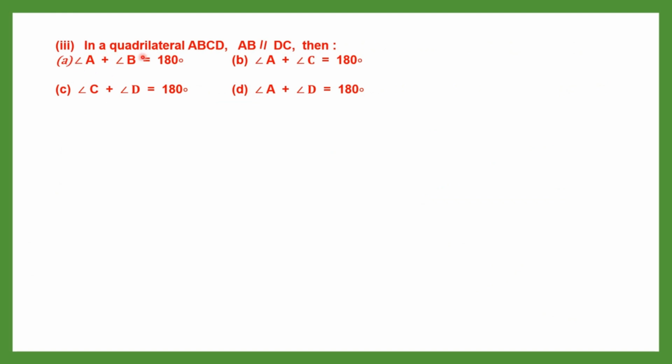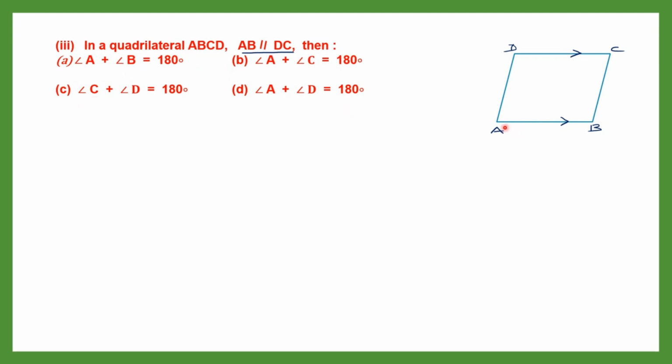Question 3. In a quadrilateral ABCD, so let's have a quadrilateral. AB is parallel to DC. So where is AB? This is AB. This is parallel. So these two are the parallel lines. Now, which of these conditions will be satisfied here?